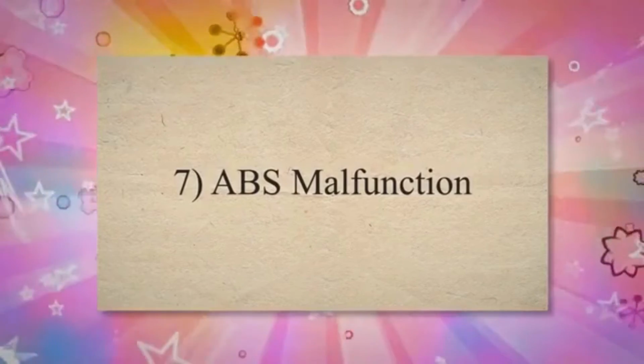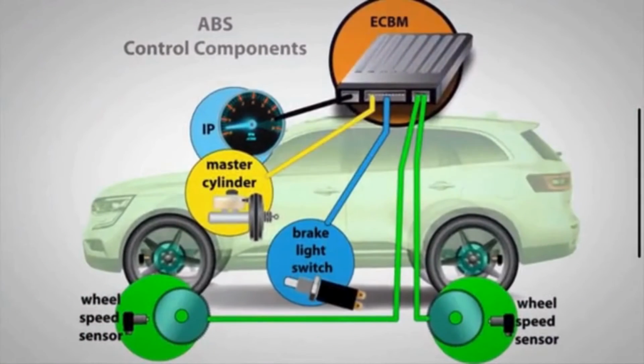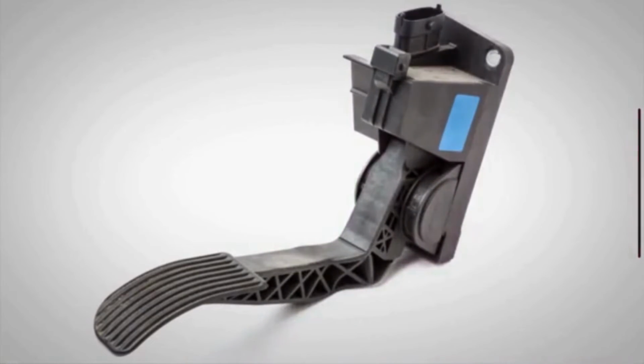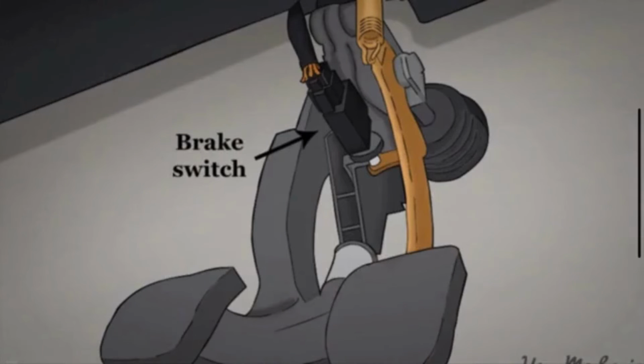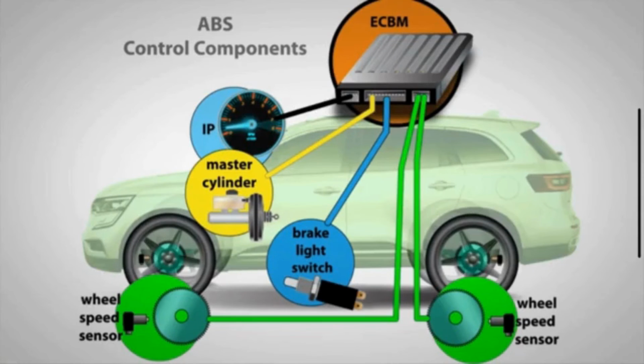7. ABS malfunction. In certain vehicles, the brake light switch is linked to the ABS system. A faulty brake switch may disrupt the communication between the brake pedal and the ABS system. This may lead to potential issues with anti-lock braking functionality.